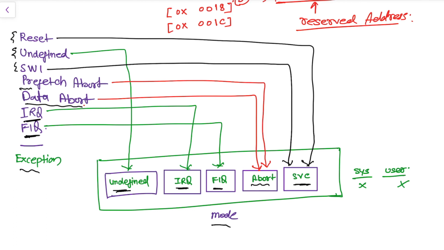The system and the user modes are the only two modes that are not entered by the corresponding exceptions. In other words, to enter into these modes, the user has to modify the CPSR, the current program status register. I'll show you how you can modify this CPSR with the MRS and MSR instruction set. The CPSR can be modified easily with the MRS and the MSR instructions.